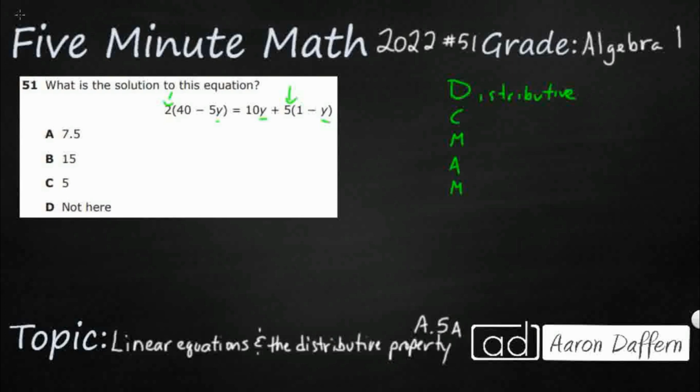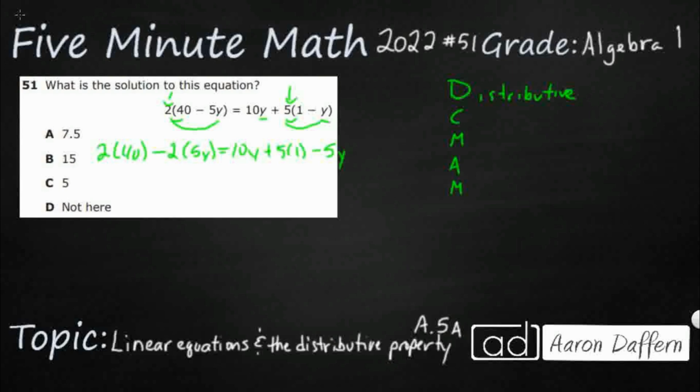And so that means that we're going to need to take this 2, we're going to multiply it to the 40, and then multiply it to the negative 5y. We'll do the same thing with this 5. Multiply it to the 1, multiply it to the negative y. So let's do that first. So 2 times 40, and then minus 2 times the 5y. Now that 10y is just kind of sticking there. We'll deal with that in just a moment. Now I've got the 5 times the 1, and then minus 5y. I don't really need the parentheses there because 5 times y is just going to be 5y.